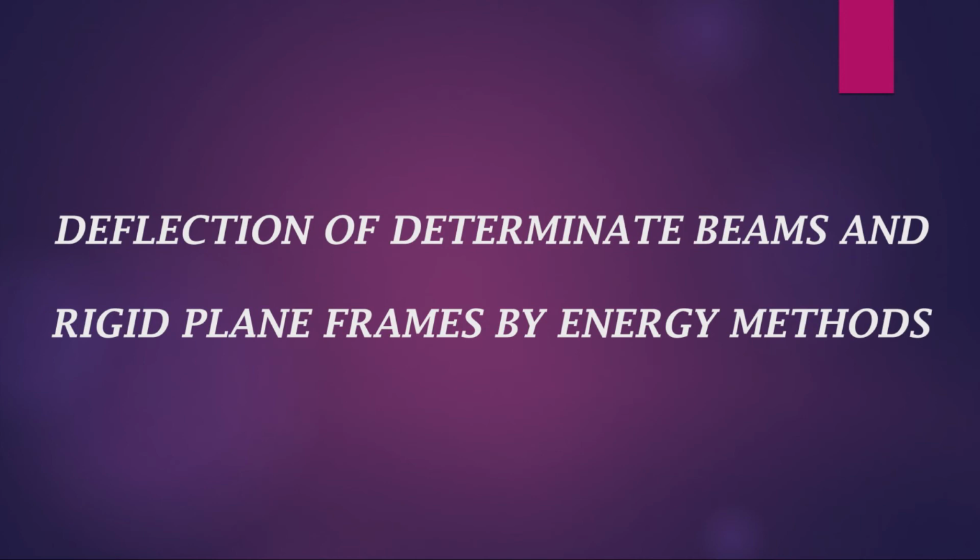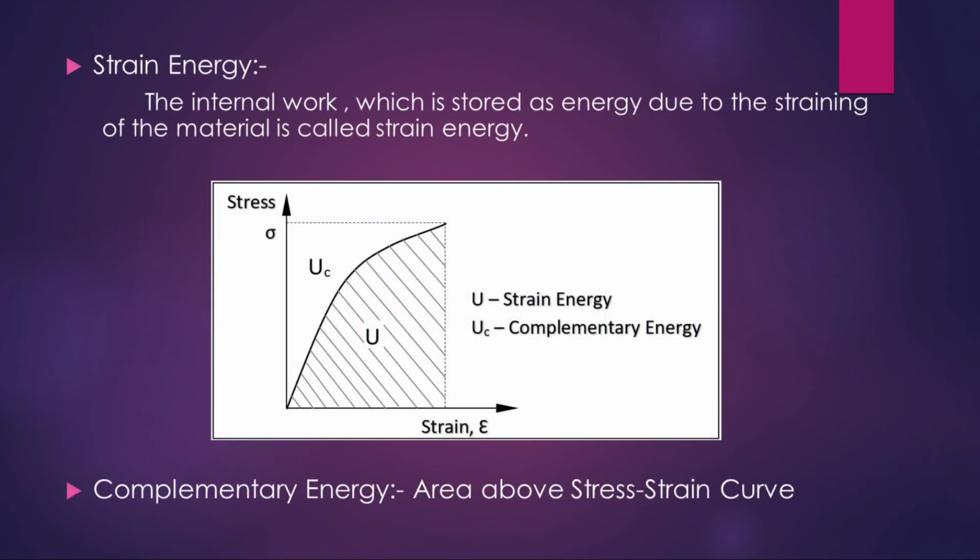When an external load acts on a structure, the structure undergoes some deformation and hence work is said to be done. This internal work is stored as energy in the structure and it helps the structure to regain its original shape and size after the load is removed. This internal work, which is stored as energy, is due to the straining of the material, and this energy is called strain energy. Here we can see a stress-strain curve.